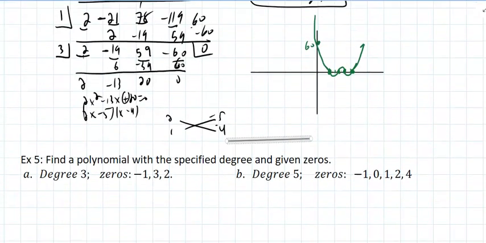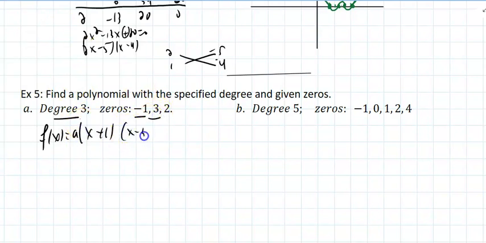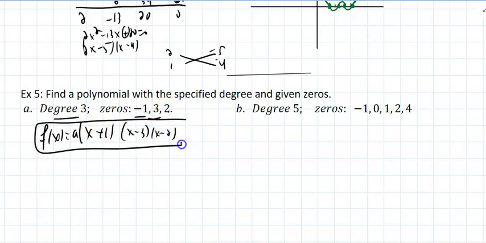Alright, almost there. Can you go backwards? Find a polynomial of the specified degree. Can you find me a third degree polynomial? Well, yeah. If this is a 0, then x plus 1, remember when we graphed it was always the opposite. X minus 3 and x minus 2. What's a? I need more information to figure out what a is. Unless they tell you the leading coefficient is 1.